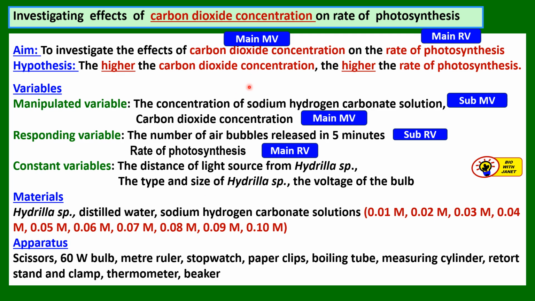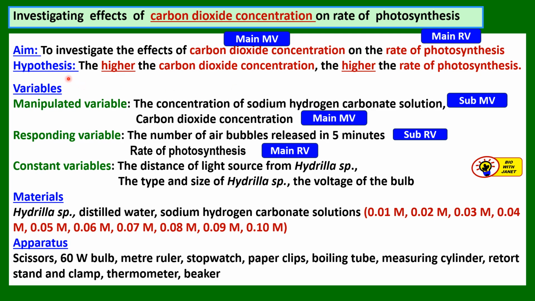Let's now discuss this experiment based on the textbook, investigating the effects of carbon dioxide concentration on the rate of photosynthesis. Our aim is to investigate the effects of carbon dioxide concentration on the rate of photosynthesis. So the effects of something is the MV, the effects of MV on RV. So carbon dioxide concentration is our main manipulated variable that is taken from the aim, and the rate of photosynthesis is the main responding variable, or RV.